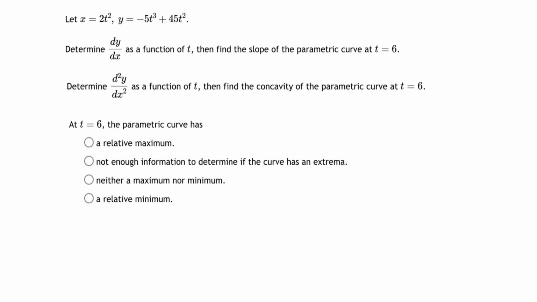For this problem, we're given a parametric curve. We're asked to calculate the first derivative and the slope, the second derivative and the concavity, and finally, whether we have a relative maximum or minimum, or neither, at the point t equals 6.